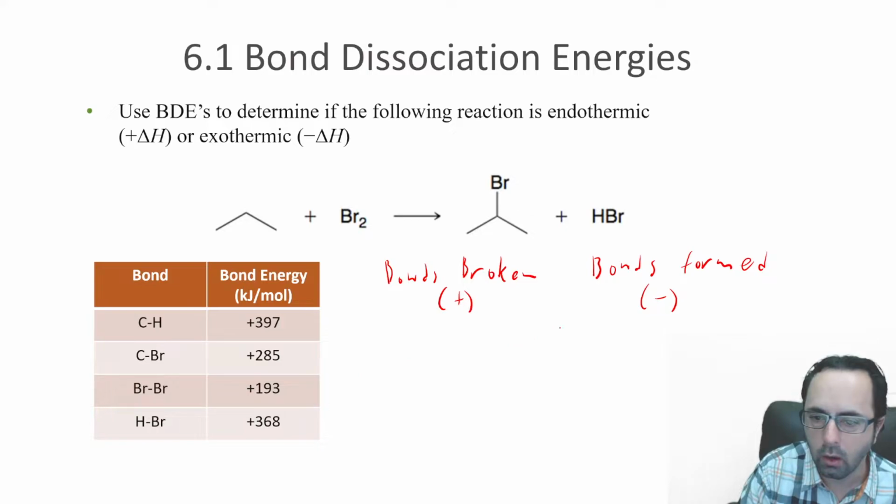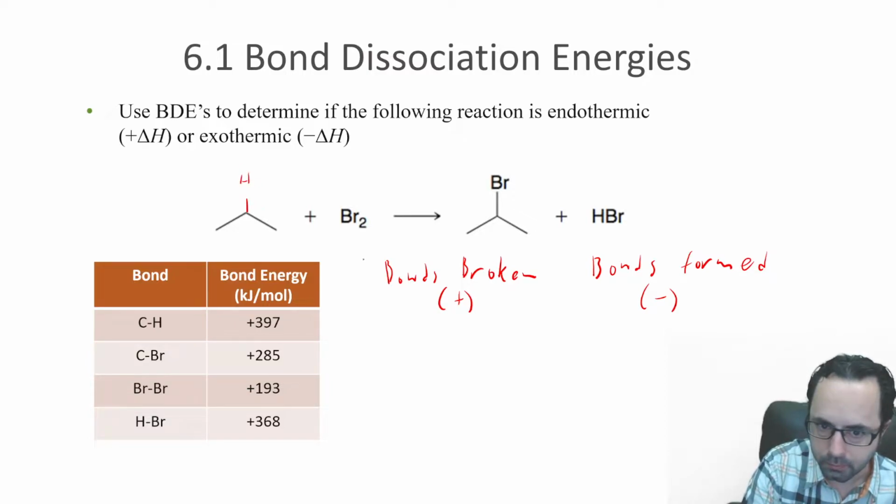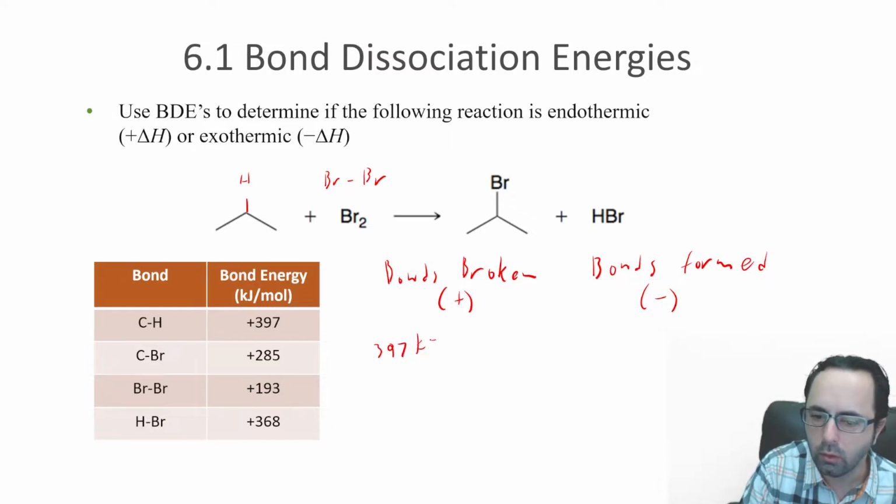And so in our bonds broken here, we're going to have to break a carbon-hydrogen bond. And we're also going to have to break a bromine-bromine bond. And so we see that a carbon-hydrogen bond, we're going to have to break one of those. It's going to be 397 kilojoules per mole. For that, we have to do one of those. And we also have to break a bromine-bromine bond. And so it's going to be plus 1 times positive 193 kilojoules per mole.